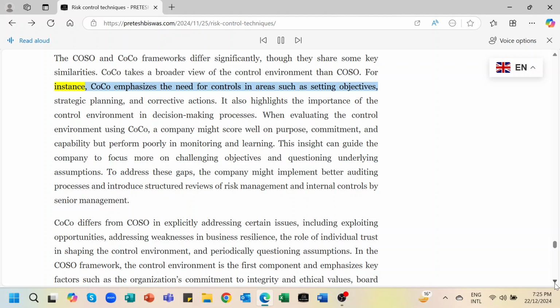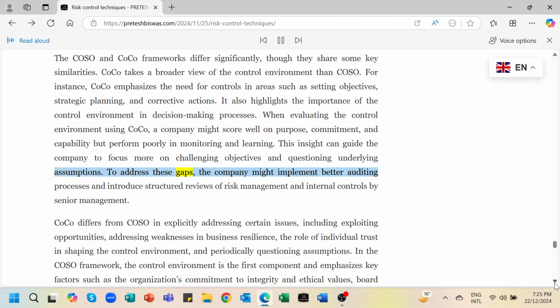For instance, COCO emphasizes the need for controls in areas such as setting objectives, strategic planning, and corrective actions. It also highlights the importance of the control environment in decision-making processes. When evaluating the control environment using COCO, a company might score well on purpose, commitment, and capability, but perform poorly in monitoring and learning. This insight can guide the company to focus more on challenging objectives and questioning underlying assumptions.